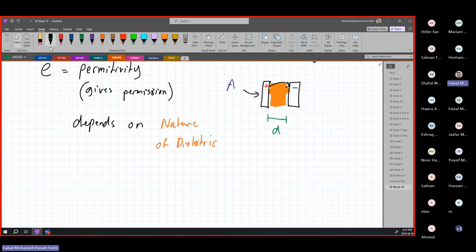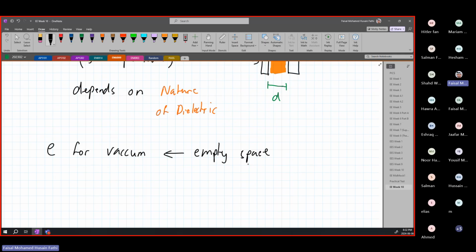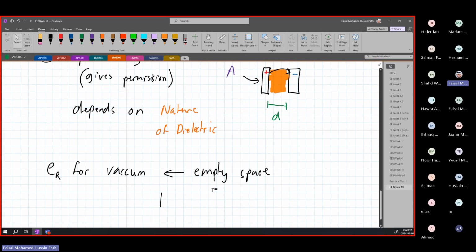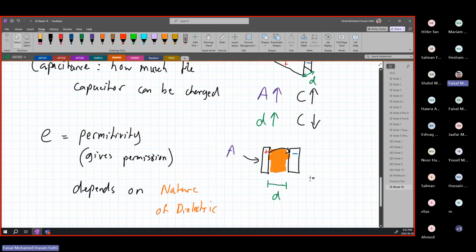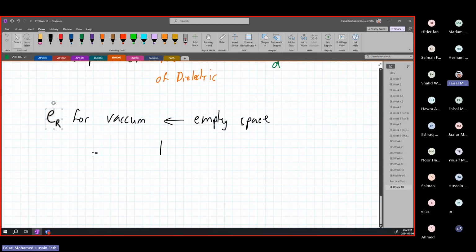And this permittivity, the way it is, the permittivity for vacuum. What does vacuum mean? Vacuum means empty space. Then the permittivity of vacuum, or I should say the relative permittivity of vacuum, is equal to 1. 1 meaning it is exactly 1, there is no reduction, a 1-to-1 ratio between the plus and minus, meaning the full force is being applied. There is nothing reducing the force that is being applied between these two plates. All right, this is the relative permittivity of vacuum.